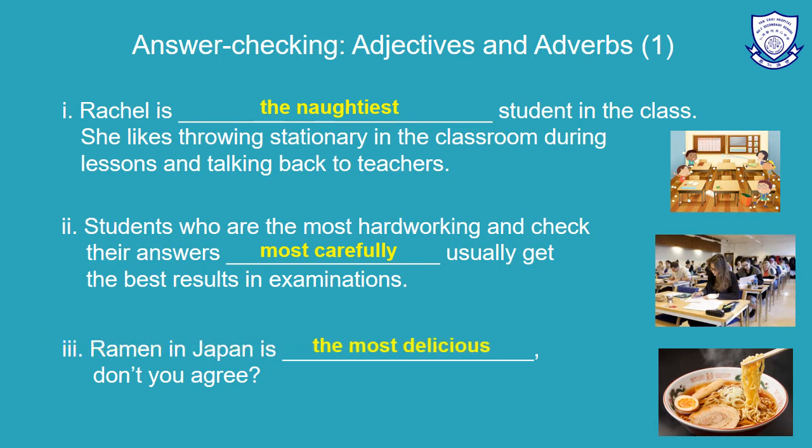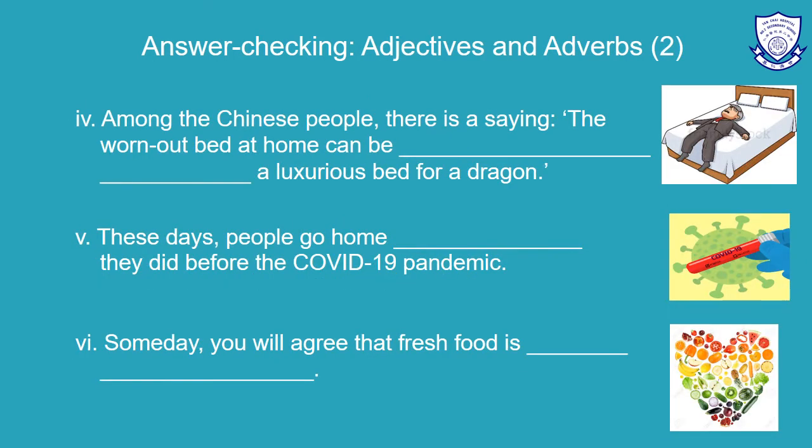Ramen in Japan is the most delicious. Don't you agree? Sentence number 4. Among the Chinese people, there is a saying, a worn out bed at home can be more comfortable than a luxurious bed for a dragon. Sentence number 5. These days, people go home earlier than they did before the COVID-19 pandemic.